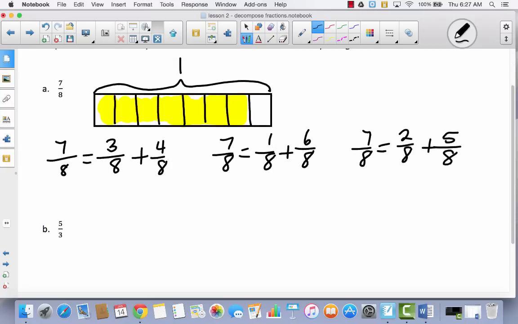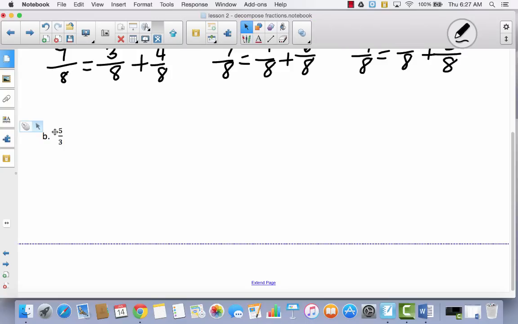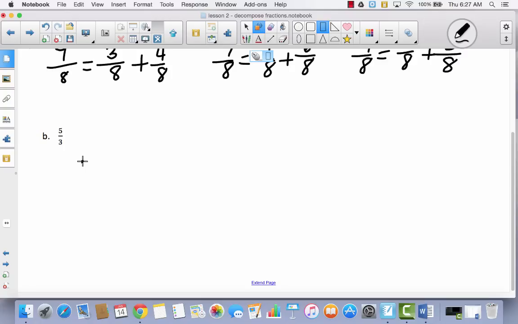Now, the first thing you're going to notice about B is that the number on the top, or the numerator, is bigger than the denominator. So that means that we're going to have a tape diagram that's going to be greater than 1/2. So the first thing I'm going to do is determine how much of this is going to be 1/2.